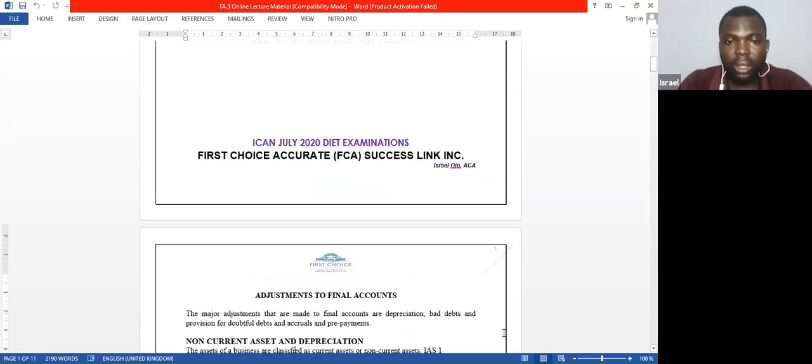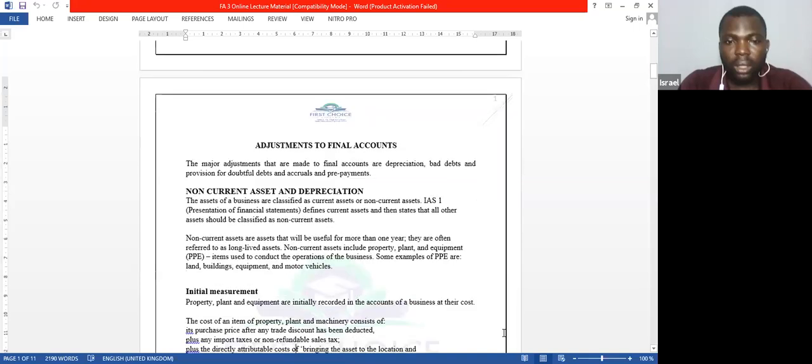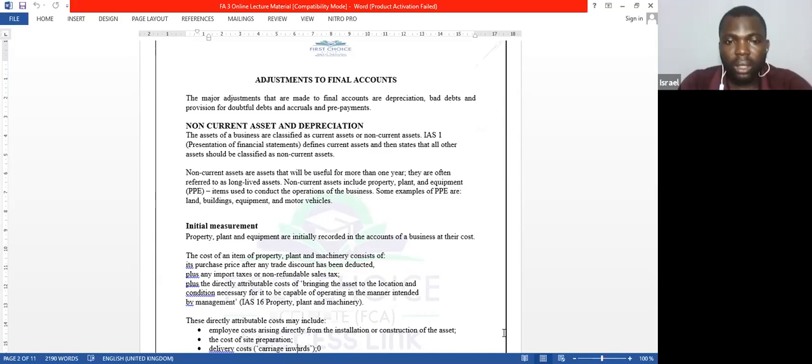Now the major adjustments on final accounts are, number one, depreciation. Number two, bad debt and provision for bad debt. Number three, accruals and prepayment. These are the major adjustments that are done either at the end of the month or at the end of the year.